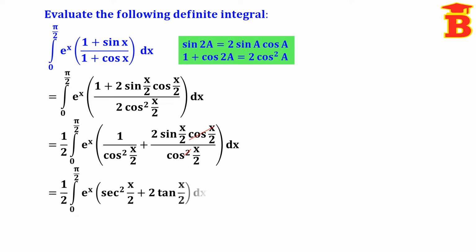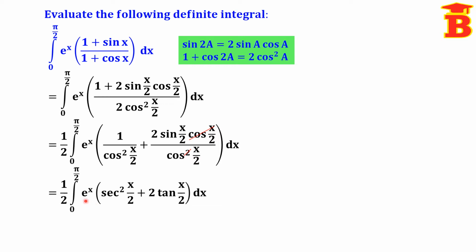So this is equal to half into integral 0 to pi by 2 e power x into 1 by cos squared is secant square. So this is secant squared x by 2 plus 2 into sin by cos is tan. So we get tan x by 2 into dx.